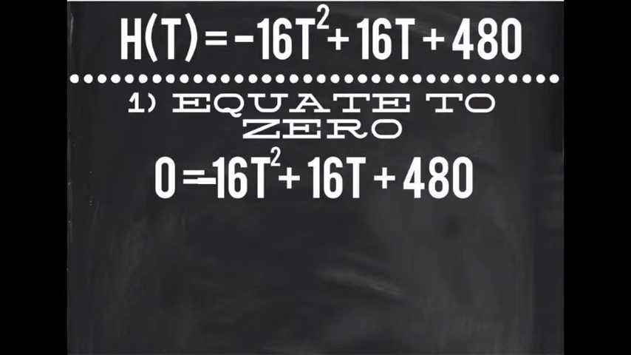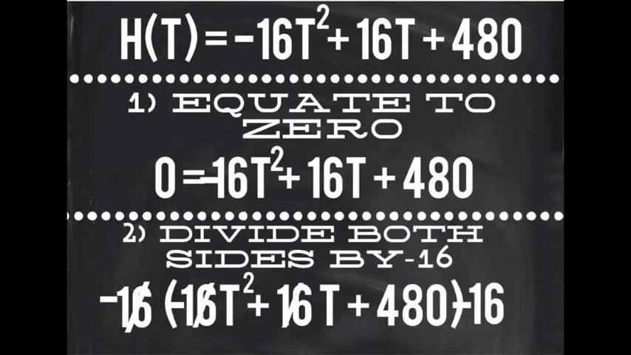Now to solve this problem, the first step is to equate the equation to 0. So h of t equals negative 16t squared plus 16t plus 480 will become 0 equals negative 16t squared plus 16t plus 480. The second step is to simplify. To simplify, we must divide both sides of the equation by negative 16 in order to eliminate the value affixed to the variable t squared and t in the equation.